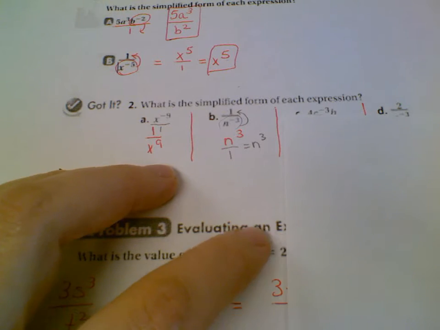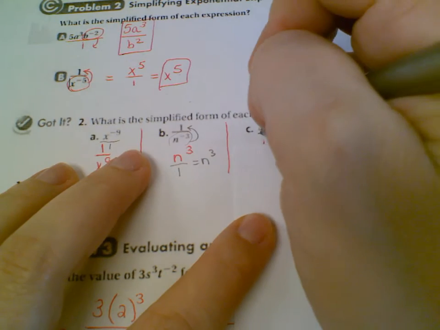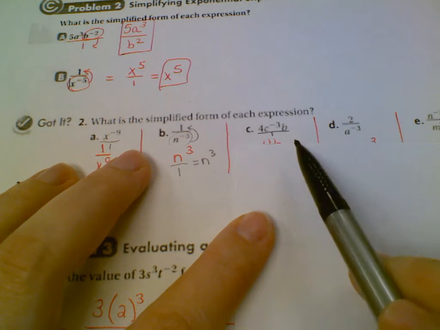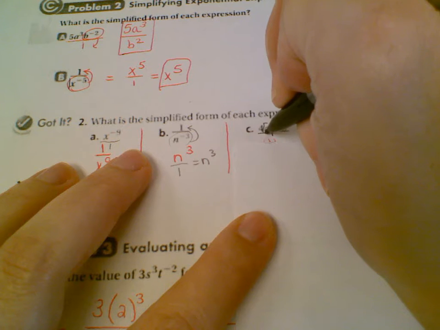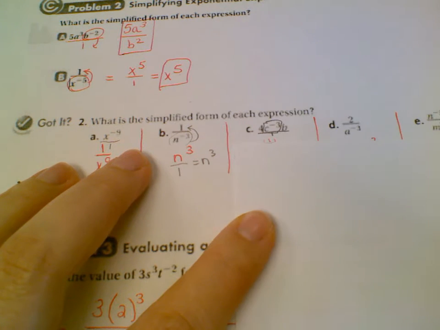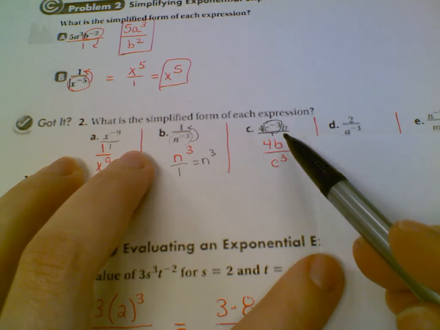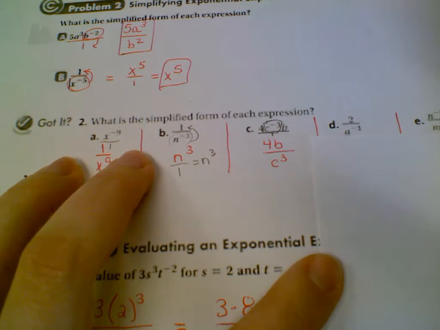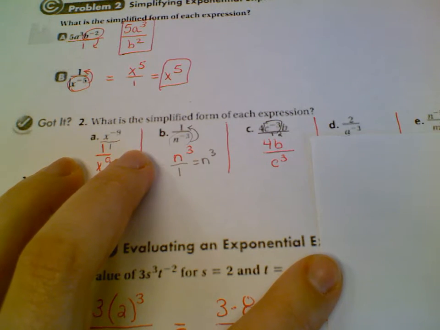On letter C, I'm going to put it over 1, and the only one I'm going to move is the one with a negative exponent. So the only term that has a negative exponent is that C. So the 4 and the B will remain on top. The C is what will move to the bottom. So that is the only term that I'll want to move.